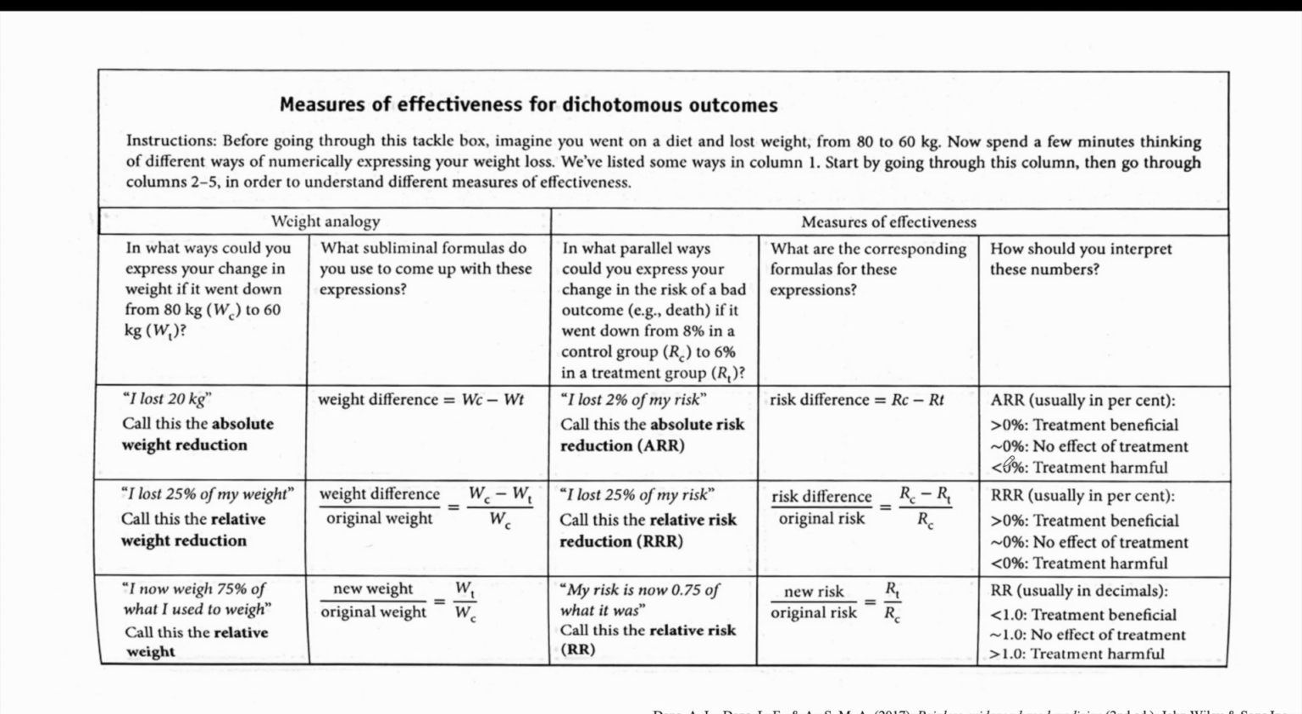And we can see the interpretation over here. Another way that we can express our change in weight is, I lost 25% of my weight. And we can call this relative weight reduction. And we see that we can express it in this type of formula. We can also compare it to, I lost 25% of my risk. And so that would be relative risk reduction. And that interpretation is given over here.